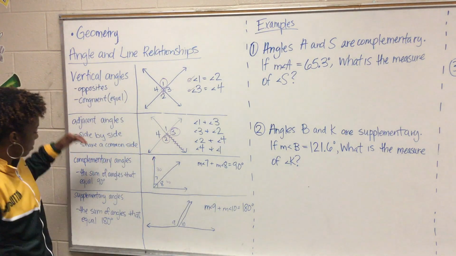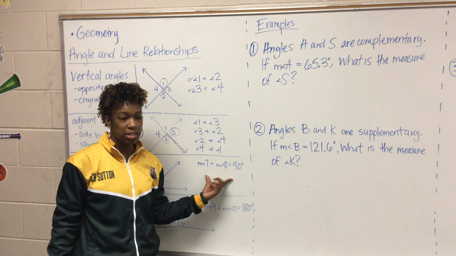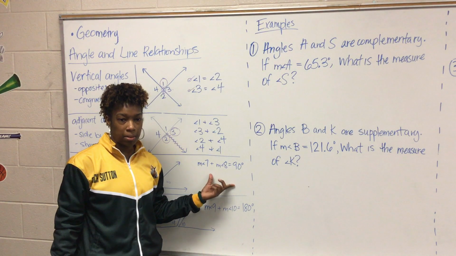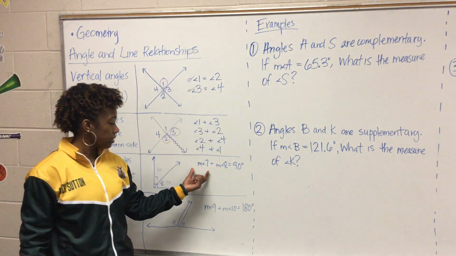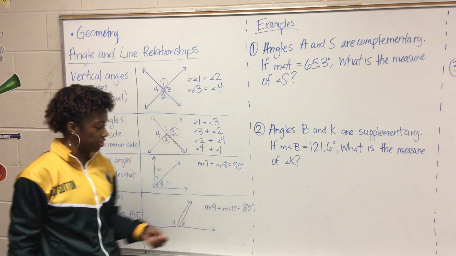So when we get ready to work problems out that are set up just like this, we want to set up this same equation before we start working any problems. You have angle 1 or 7 plus angle 2, or in this case 8, equals 90 degrees.